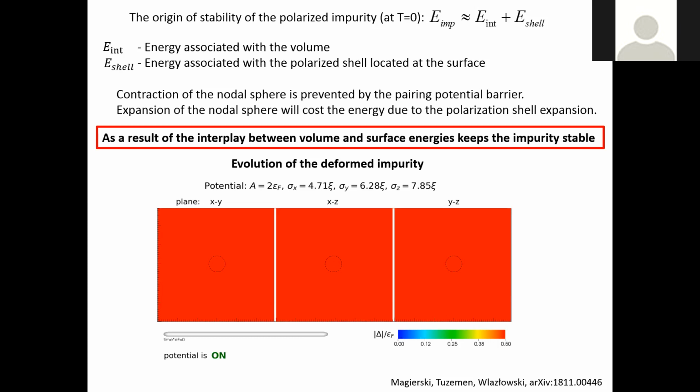So actually, you may see here when we try to generate an impurity which is deformed, what is going to happen. Okay, so we induce the impurity, we apply the potential which induces the deformed polarized region, and then after a relatively short time, everything becomes spherical. And this dashed black line is just to guide your eye, the spherical configuration of the nodal surface.